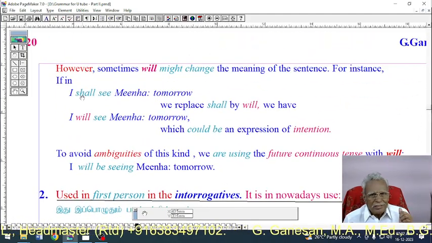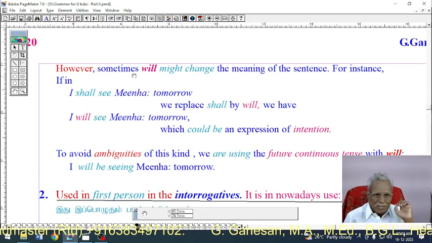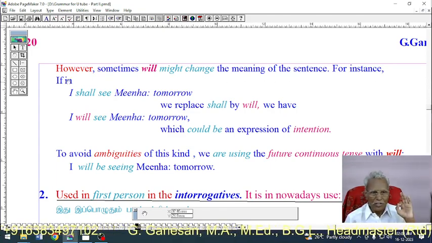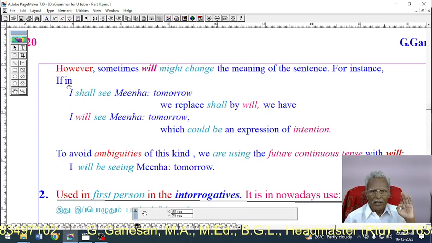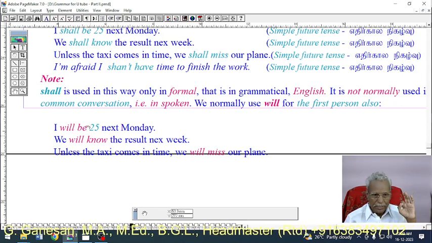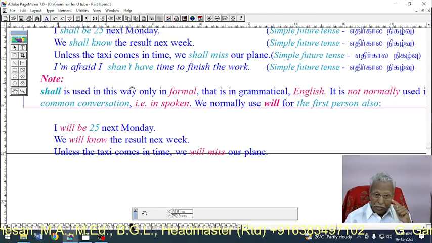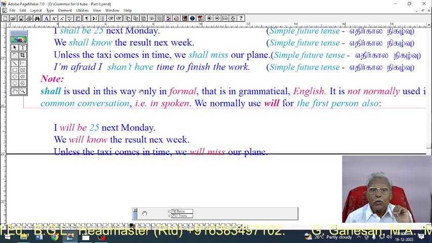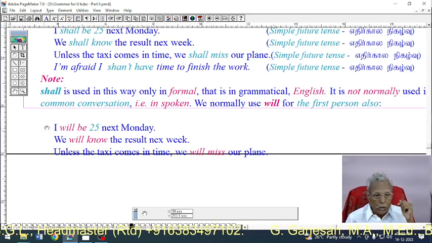However, sometimes will might change the meaning of the sentence. For instance, instead of shall, we can use will. That is what we are doing in our speech.